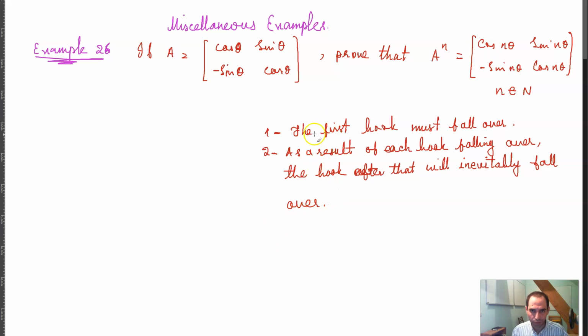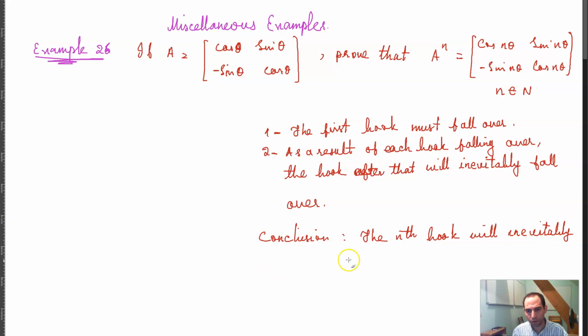So basically the first book falls over, and as a result of each book falling over, the book after that will inevitably fall over, and from this you can conclude that the nth book will inevitably fall over. So that's basically how the principle of mathematical induction works.